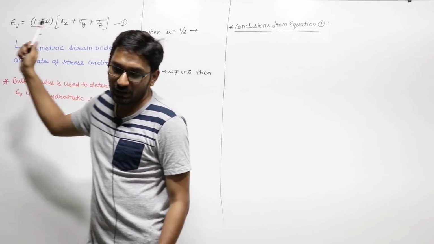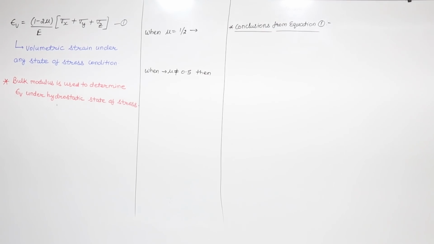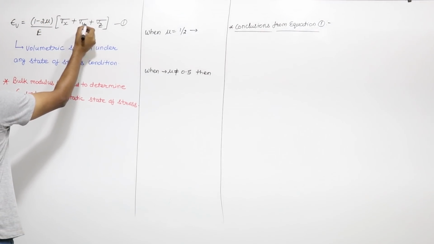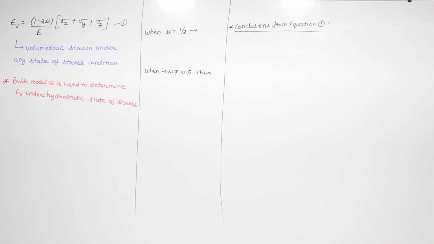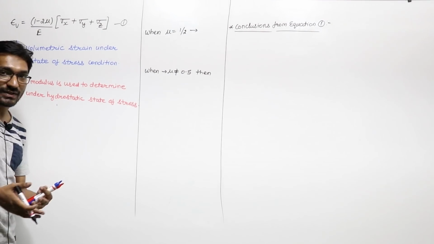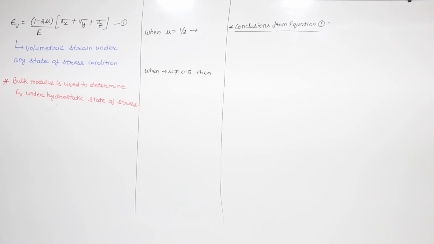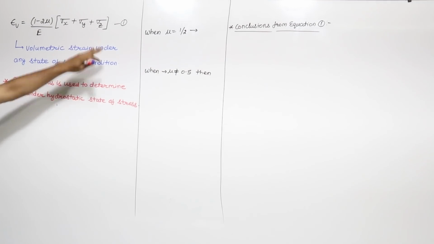We already solved for the equation for the volumetric strain under triaxial loading. So the volumetric strain will be equal to (1 minus 2 mu) upon E into (sigma x plus sigma y plus sigma z). Let us say this is your equation 1. This equation 1 will give you the volumetric strain under any state of stress condition, right? It may be uniaxial, biaxial or triaxial state of stress condition. So this is the equation for the volumetric strain.